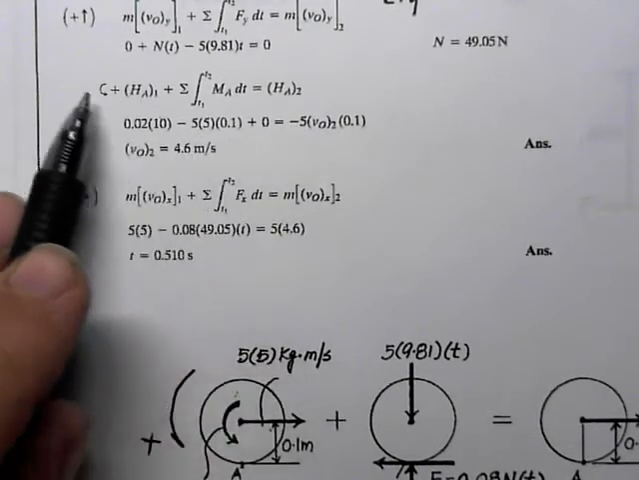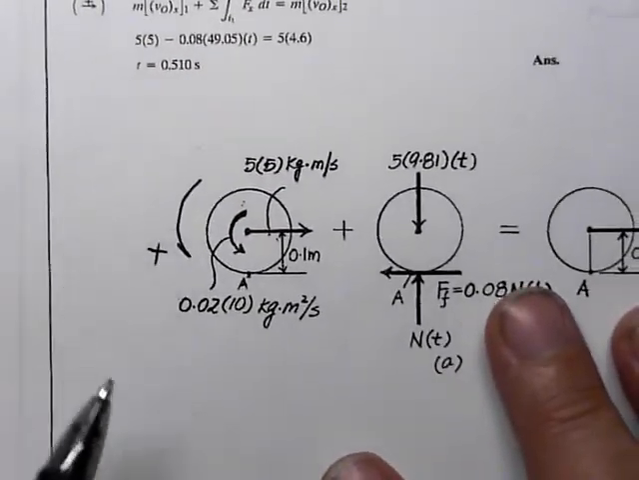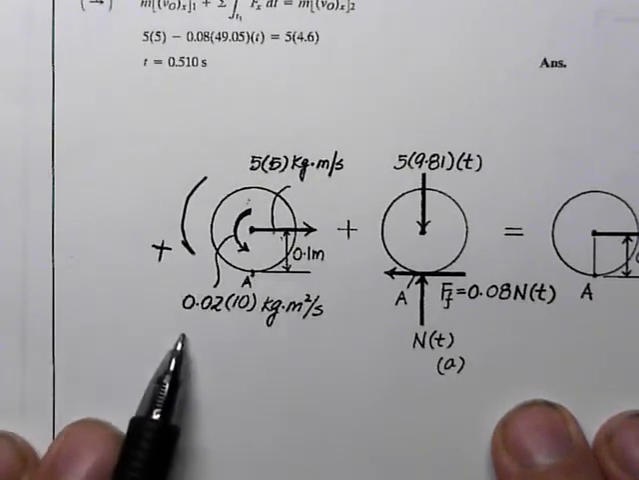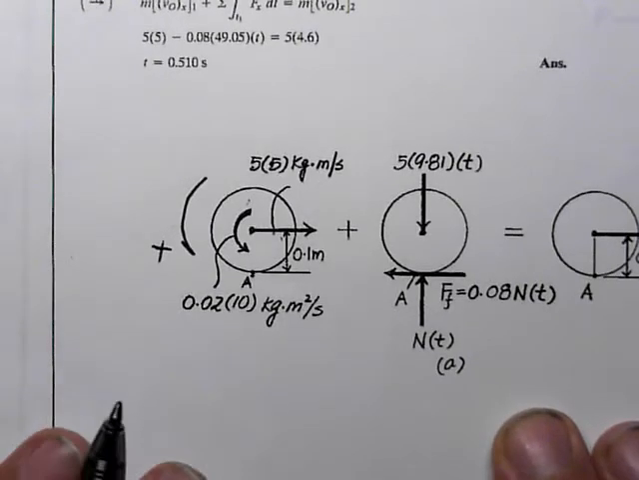And that's all we have. There are no angular impulses in here. Why? Because we're taking our moments about point A. Then the friction terms pass through point A. The normal force passes through point A. The weight passes through point A. So all of those disappear.